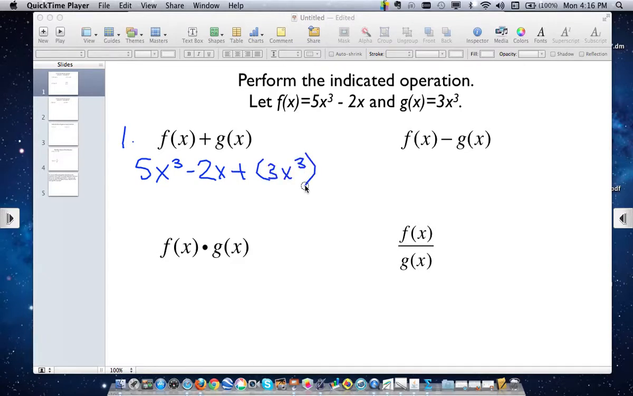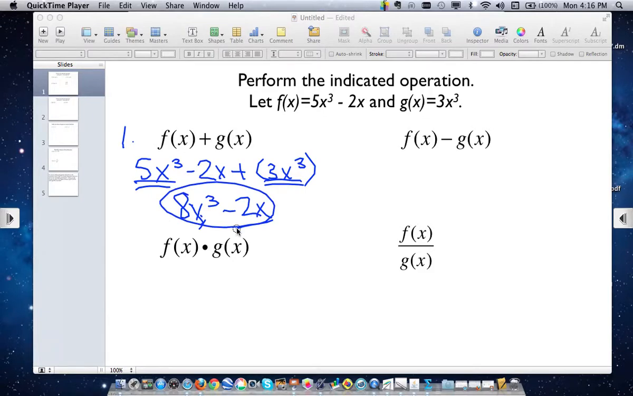Now, when we substitute in the g of x, you want to do it in parentheses, but since we're adding, we can pretty much ignore the parentheses. What we want to do is combine like terms. So x to the third and x to the third are like terms, so 5 plus 3 is 8 x to the third. And then minus 2x, which was all by its lonesome.